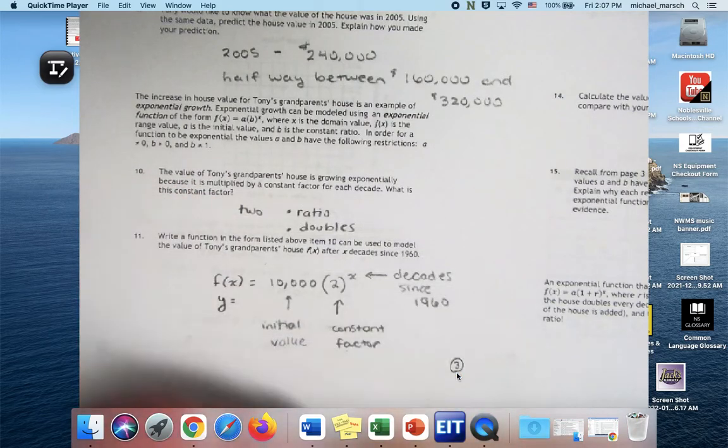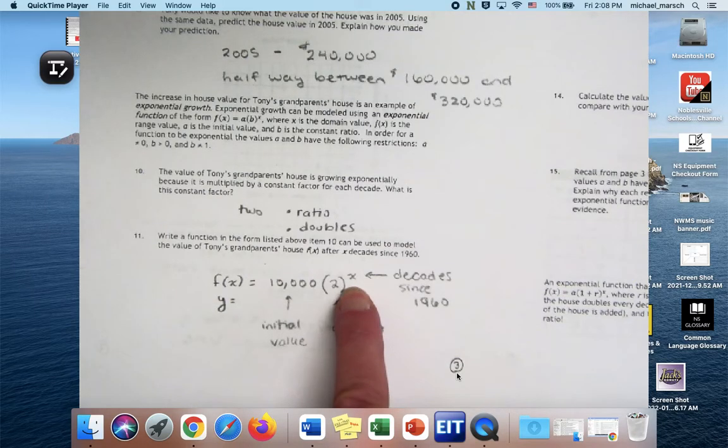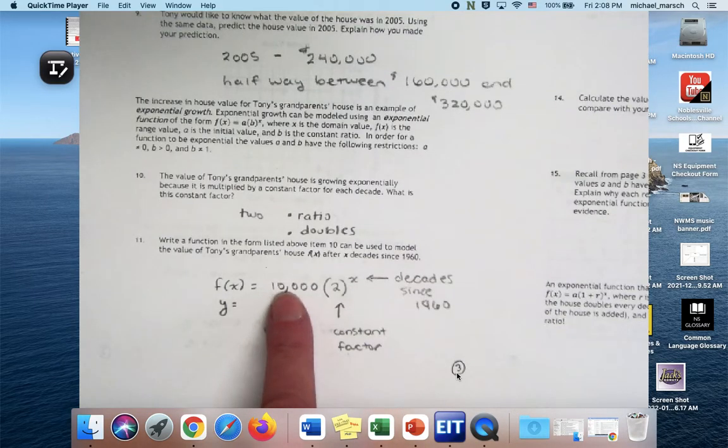What if they told us that the value was tripling every 10 years? How would that change this function? Does the x value, this little x value change? No. Does this number change? No. Does the value of the house change drastically? I mean, it depends on the year. Tripling a number, that's going to be a big change. But you're right. Further years.